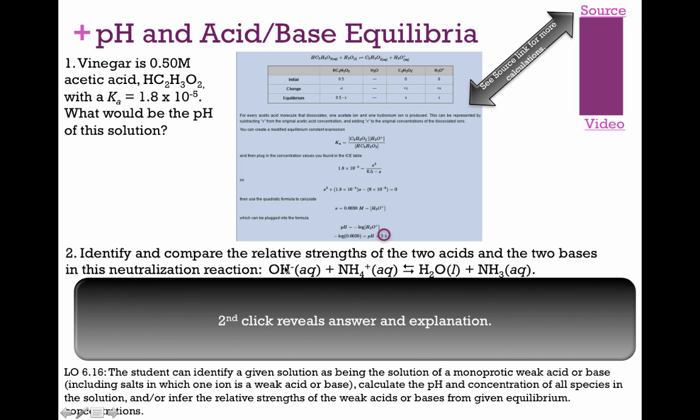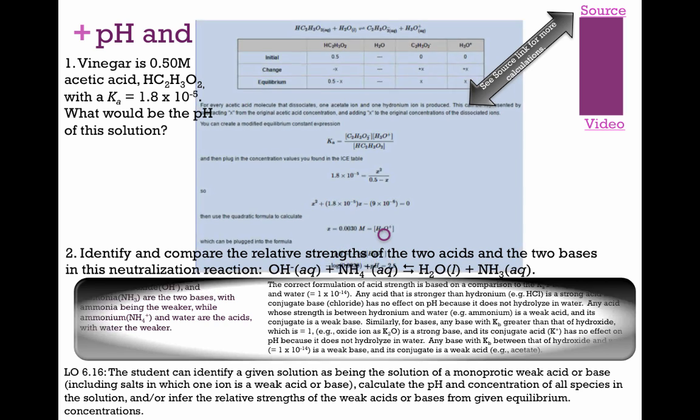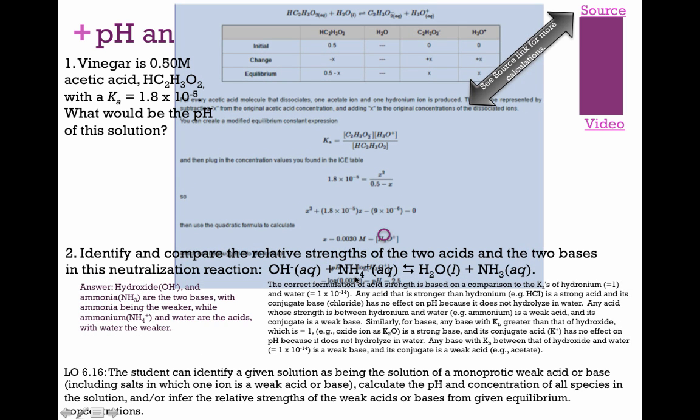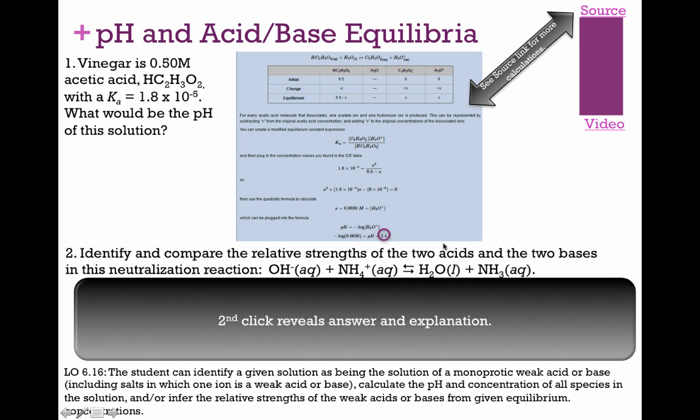And then it says identify and compare the relative strengths of the two acids and two bases in this neutralization reaction. When we look at relative strengths of acids and bases, we have to look at how the reaction proceeds. First we can look at what our acids and bases are. Just look at what happens from left to right. OH- accepts a proton, it's a base. NH3, if we go from right to left, NH3 accepts a proton. So OH- and NH3 are our bases.